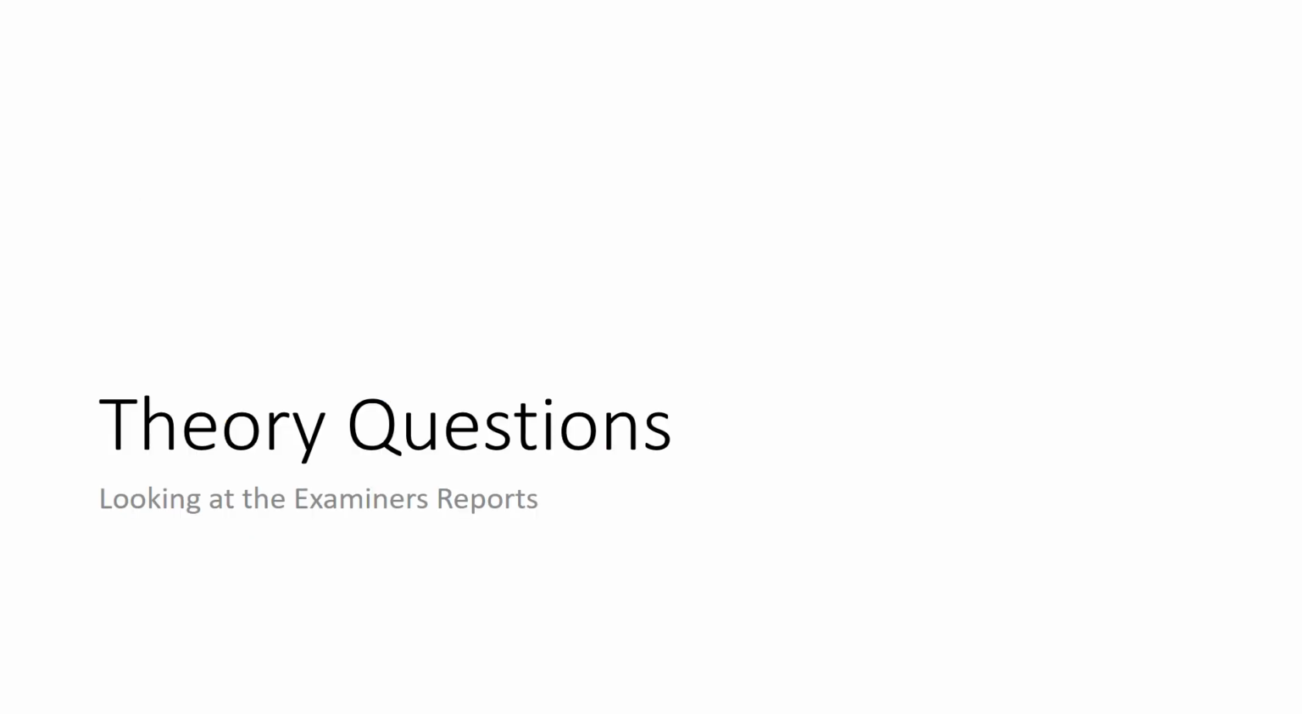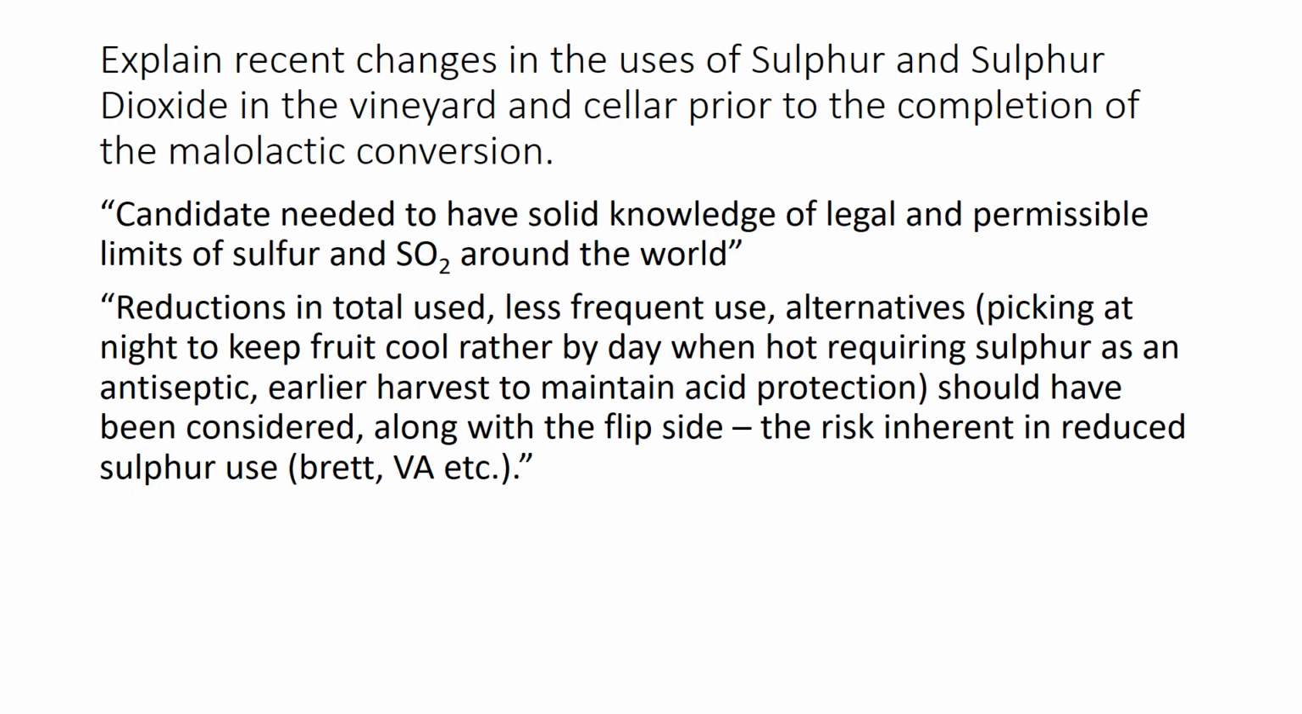So now let's go full circle again and look at some of those theory questions from the beginning of our presentation, and I've included some information from the examiner's reports. So, explain the recent changes in use of sulfur and sulfur dioxide in the vineyard and cellar prior to the completion of malolactic conversion. One of the things that the examiner's report said is that the candidate needed to have a solid knowledge of legal and permissible levels of sulfur and SO2 around the world. So get to know that table.